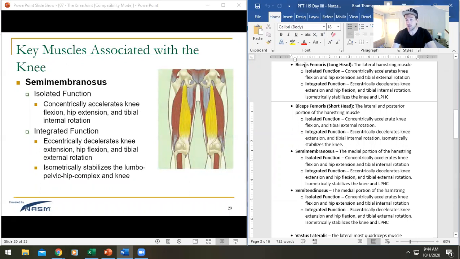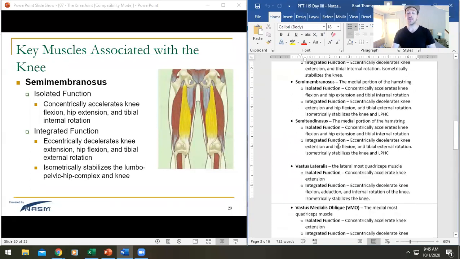So that's your biceps femoris long head, biceps femoris short head, the lateral and posterior portion of the hamstring muscle. This is going to concentrically accelerate knee flexion just like the other one did, but it can't do hip extension because it's not tied to the hip. And it also does tibial external rotation. And then obviously it eccentrically does the opposites. Our integrated function is the opposite of those two things.